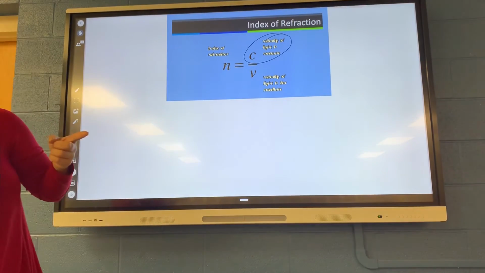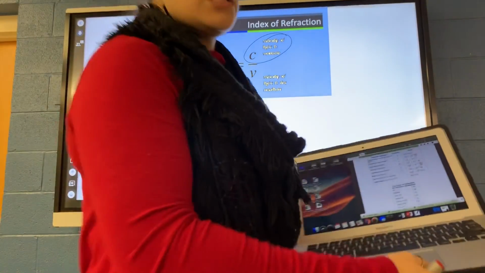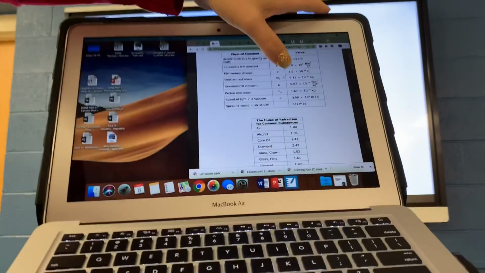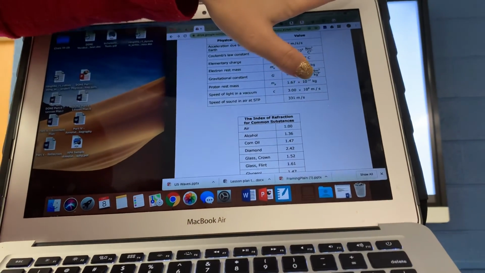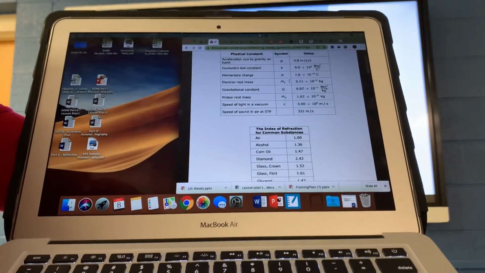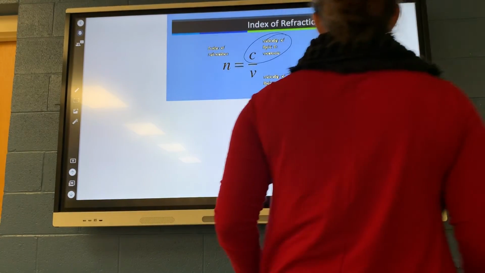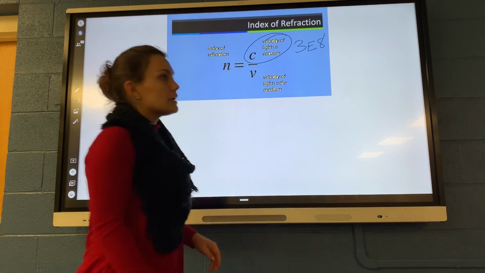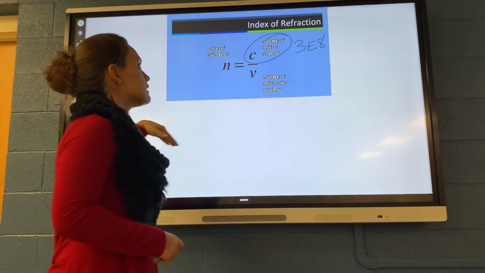If you look at the first page of your reference table, the C value is right here. 3E8 is the speed of light in a vacuum. So that's what you're always going to plug in for C when it asks you to find the index of refraction. That's your comparison to find the index of refraction.